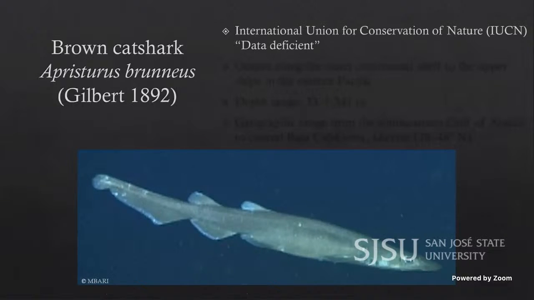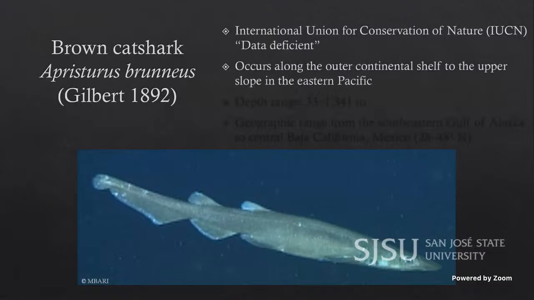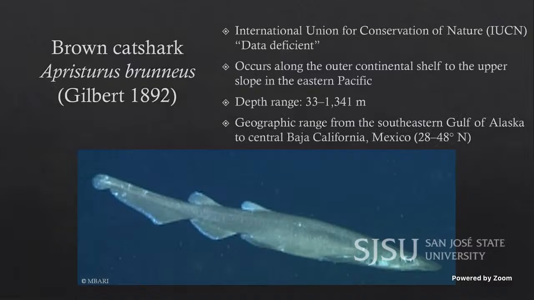The brown cat shark, Apristurus brunneus, my first study species, is classified by the International Union for Conservation of Nature, or IUCN, as data deficient. These sharks occur along the outer continental shelves to the upper slopes within the eastern Pacific Ocean, ranging in depth from 33 to 1,341 meters, and can be found geographically from southeastern Gulf of Alaska to central Baja California, Mexico.